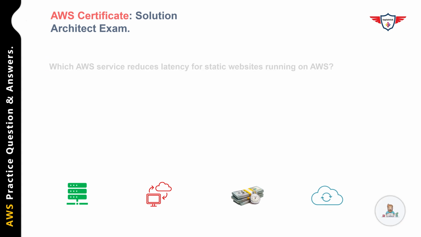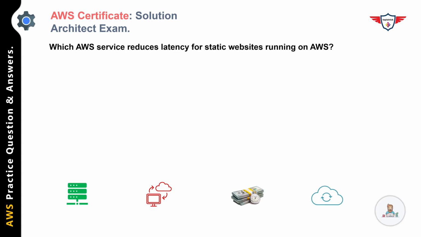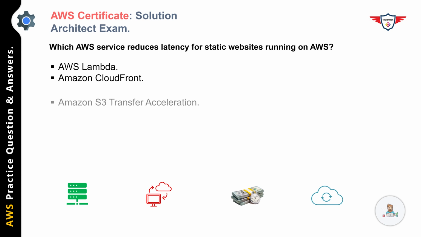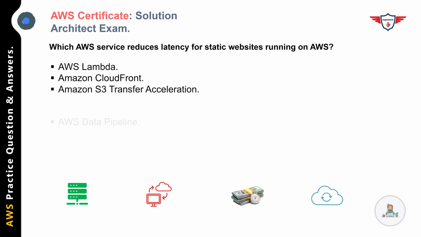Which AWS service reduces latency for a static website running on AWS? And your options are AWS Lambda, Amazon CloudFront, Amazon S3 Transfer Acceleration, AWS Data Pipeline. And the correct answer is Amazon CloudFront. CloudFront is a content delivery network with edge locations around the globe.